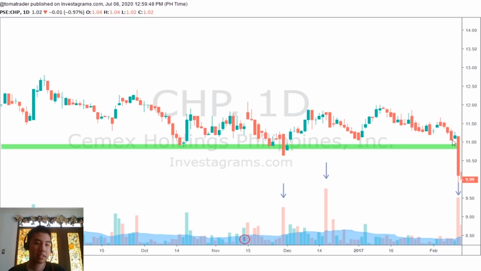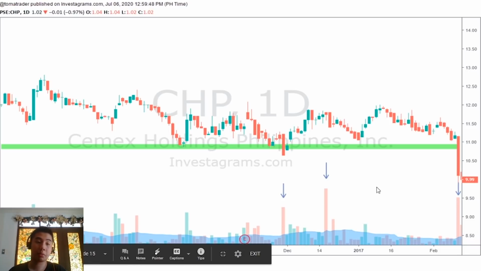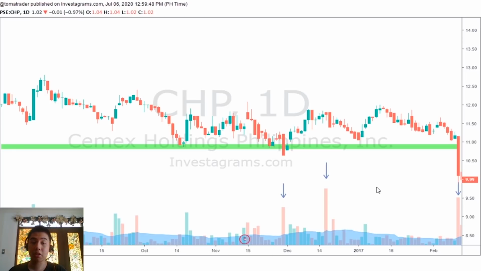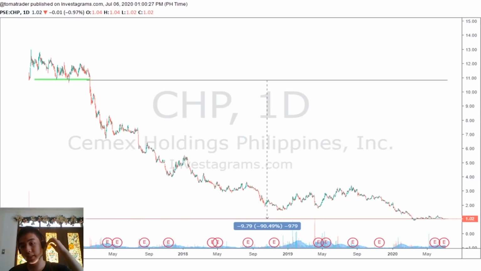So, broke down here from 11, broke down here to 10. And then yan, nagka-above average volume. So, big warning signal na yan na potentially a downtrend might continue or might begin. As you can see, after that point, never na nakabalik, right? Si CHP to that level. And now, from that breakdown point, it's down 90%. Diba? Which is basically yung IPO price niya around that level din eh. So yan, from 11, ngayon sa mga piso levels na lang.